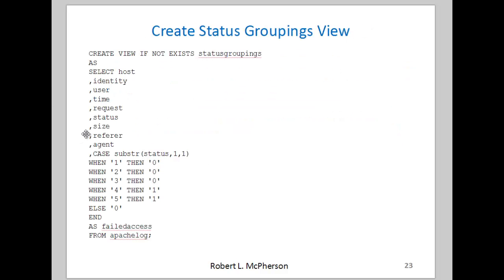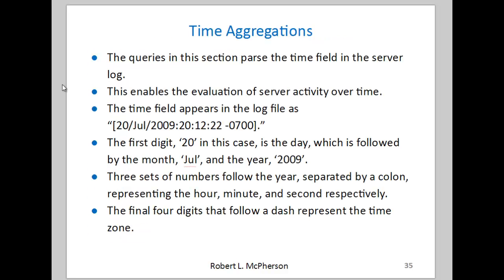This next bit of code, this HQL query, simply uses a case statement along with the substring command to locate the very first digit in the status code of the 3-digit code. If it's a 1, 2, or 3, it gives it a 0 in a new column, and if it's a 4 or 5, it gives it a 1. So it's easy to sort and identify those using this query.